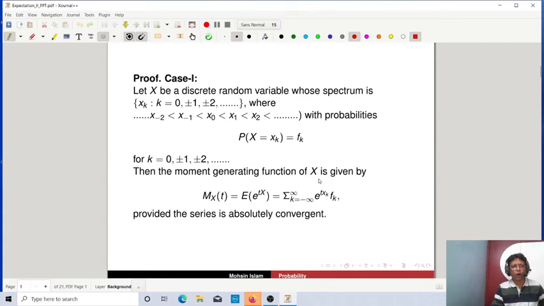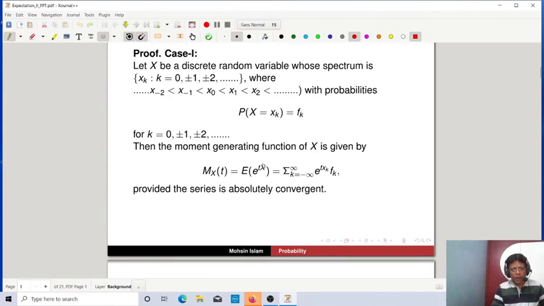Now, for case 1, the discrete random variable, how will you write? You know that for a discrete set of values, the spectrum is given by x_{-2}, x_{-1} and so on, and the probabilities are given by P(X = x_k) = f_k, which we have already explained in our probability classes. The moment generating function of X is given by the summation over k from minus infinity to infinity of e to the power t x_k times f_k. That is from the definition of expectation, replacing X by e to the power tX. So it's a simple expression, the moment generating function of X in the case of a discrete random variable, provided the series is absolutely convergent.